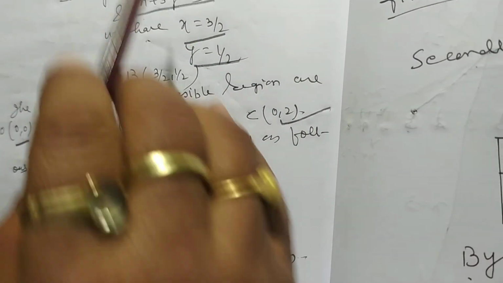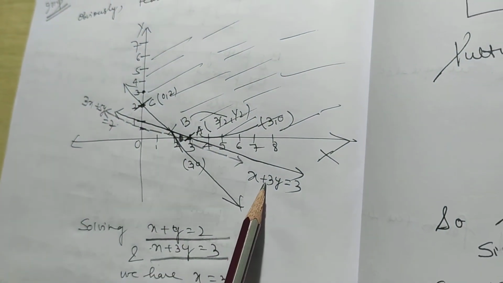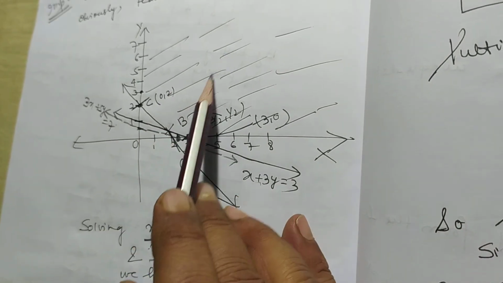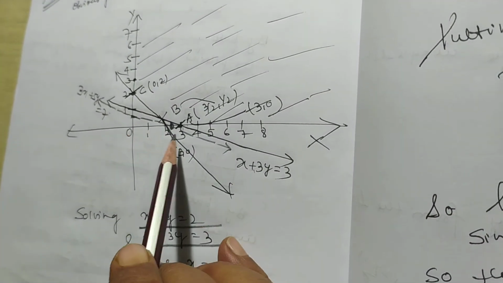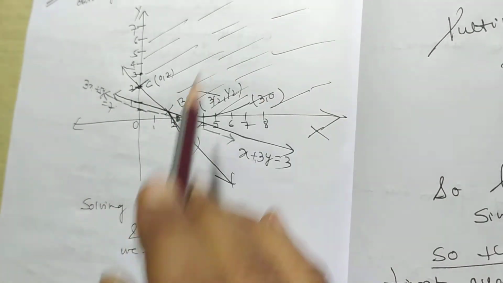Now we draw the graph of 3x plus 5y is equal to 7. And what do you observe? There is no point common in 3x plus 5y less than 7 and the feasible region.